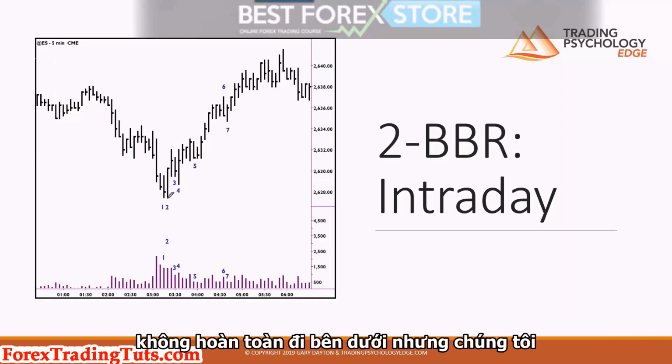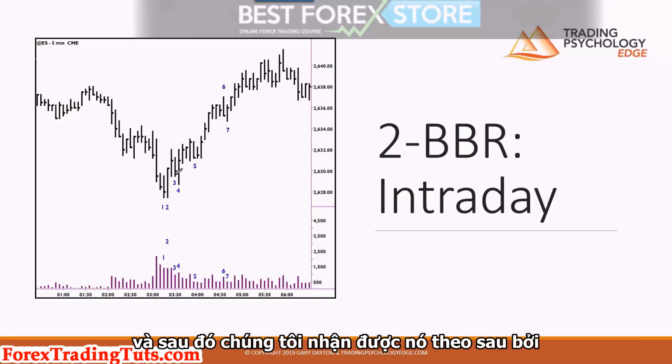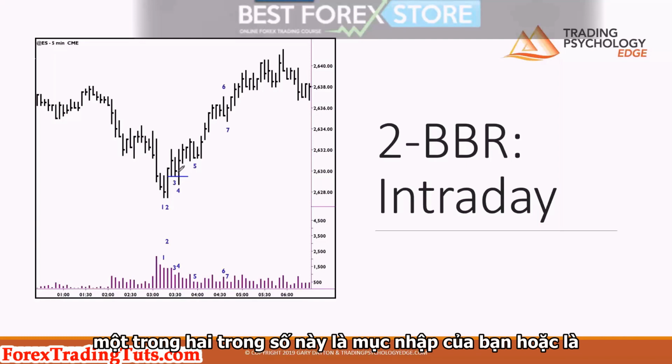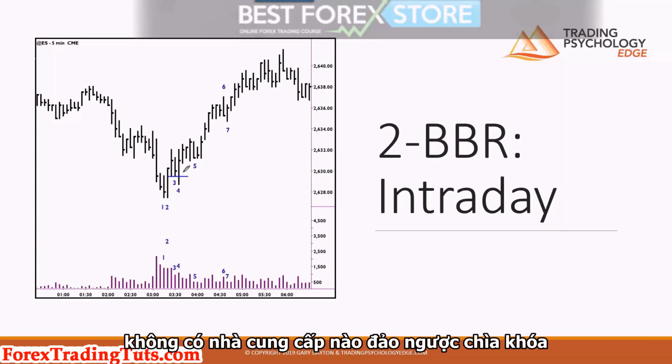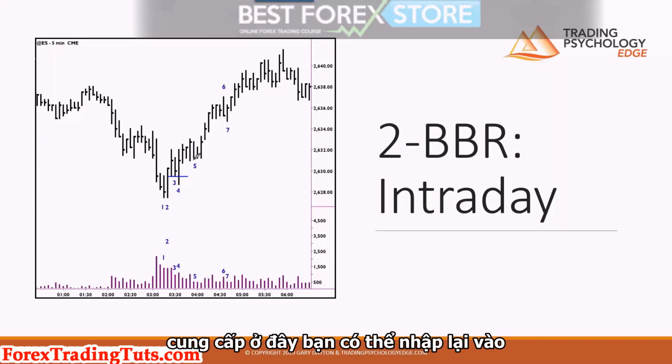We didn't go quite underneath, but we close up above, right? And then it's followed by no supply and a key reversal bar. Either of these is your entry, either the no supply or the key reversal. We get more no supply, 2 bars of no supply here. You could enter again in here or here, this being the better one.